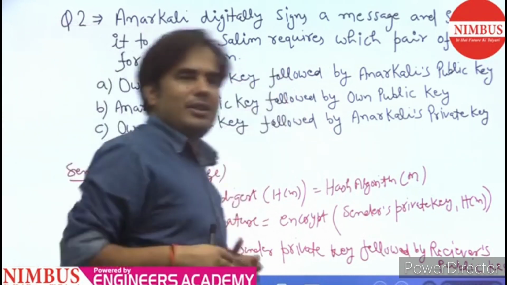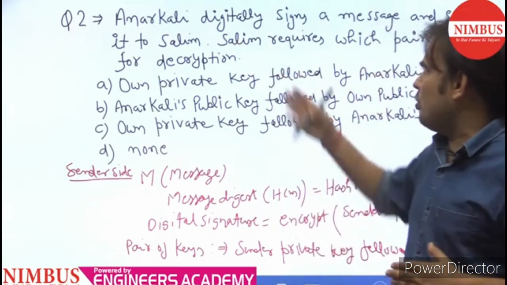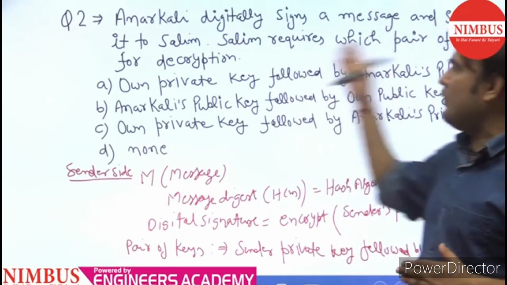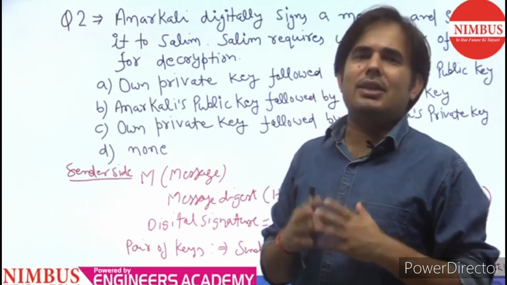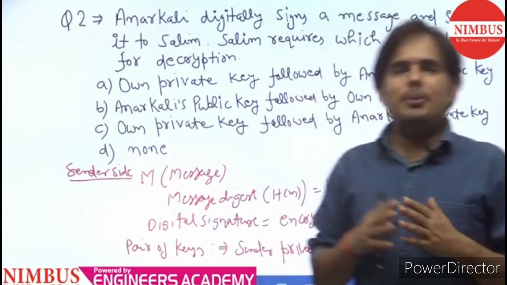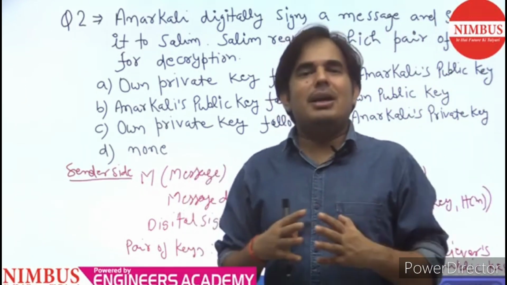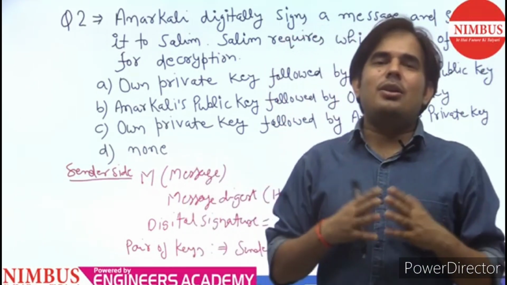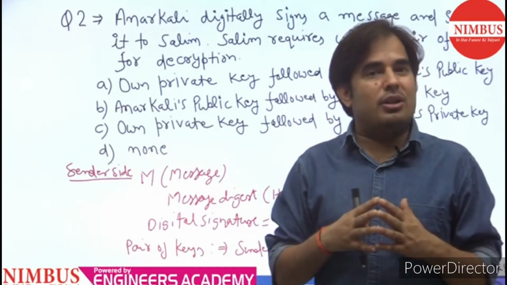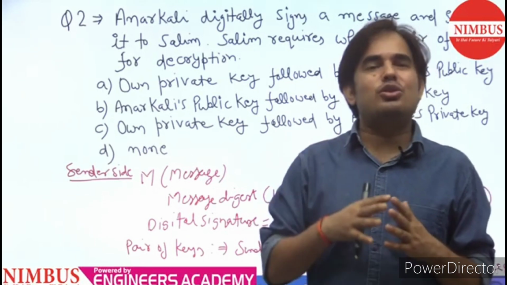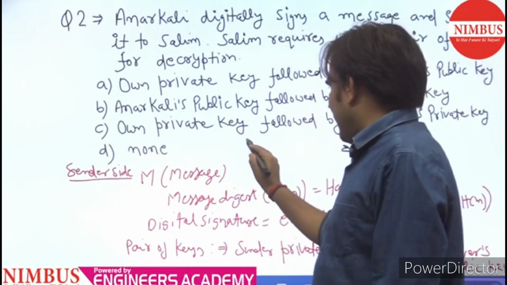And what about the receiver side? Salim is receiving the message. So which pair of keys does Salim require for decryption? As we know, in a digital signature, first it will decrypt the message and also verify whether the message it is receiving is from the intended sender, that is, from a valid source or not.